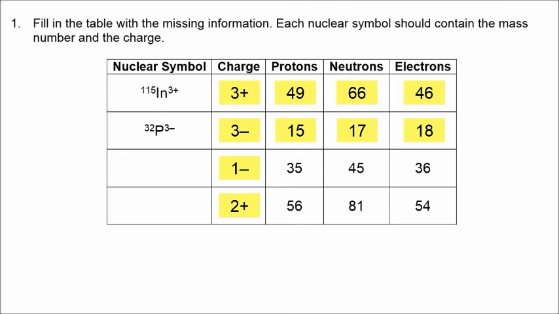Again, I said that 35 was the atomic number of bromine. This is bromine with a negative 1 charge, and it has a mass of 35 plus 45, which is 80. So 80 is the mass number, and the charge is negative 1. And then 56 corresponds to barium. It has a mass number of 56 plus 81, which is 137, and it carries a plus 2 charge.